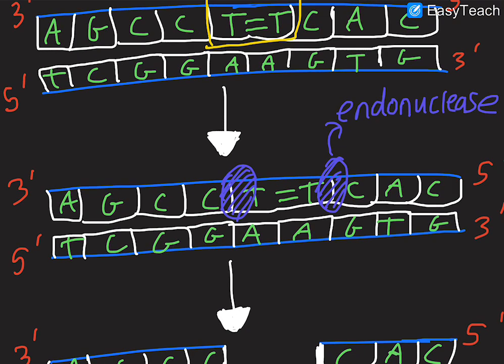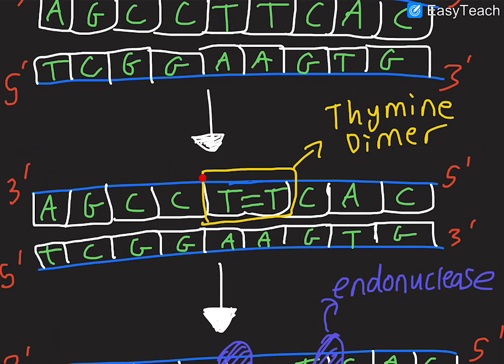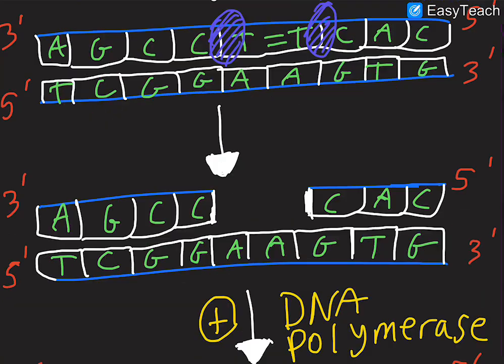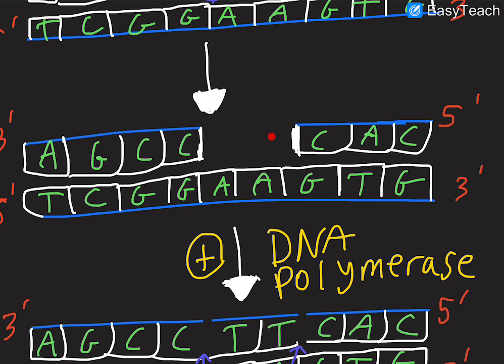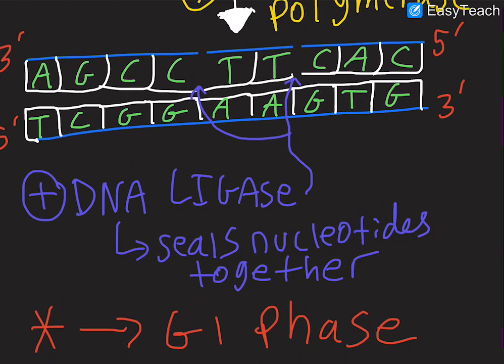So in short, UV radiation can cause a thymine dimer, which is a helix distorting lesion. Endonucleases can come in and cut that out. DNA polymerase will come in and put the correct nucleotides in. And then DNA ligase will come in and seal the phosphodiester backbone. That's basically it. That's nucleotide excision repair.